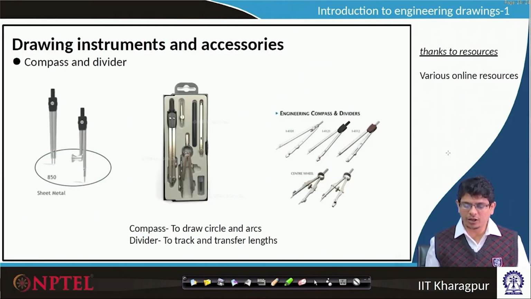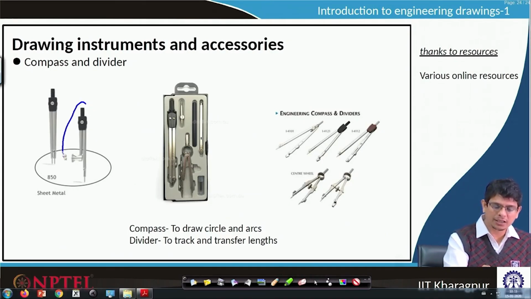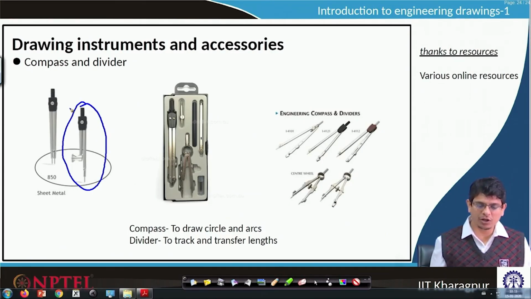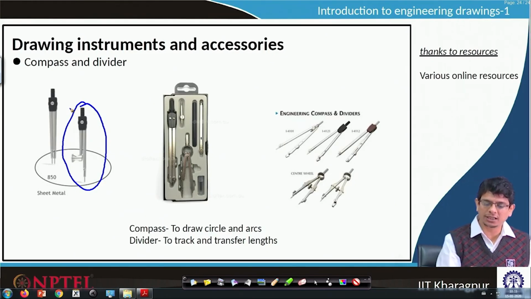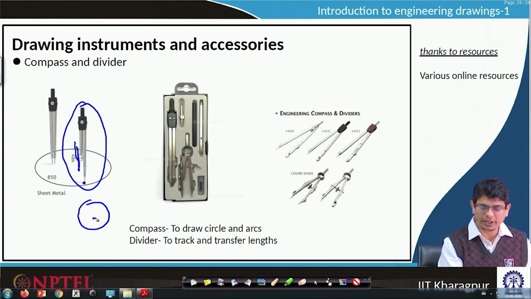The other drawing components are compasses and dividers. The standard geometrical box consists of this compass, through which one can draw a circle by keeping this object at the middle and keeping a pencil through that slot. One can draw a perfect circle or an arc.